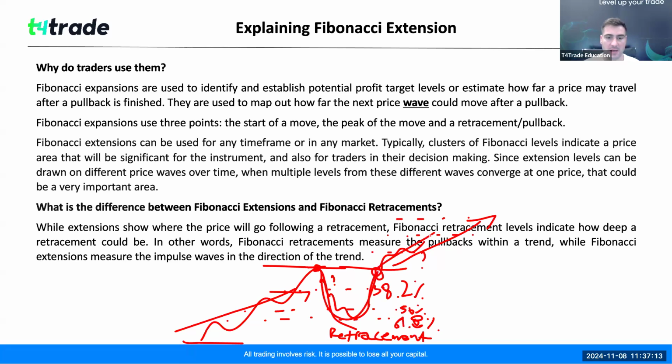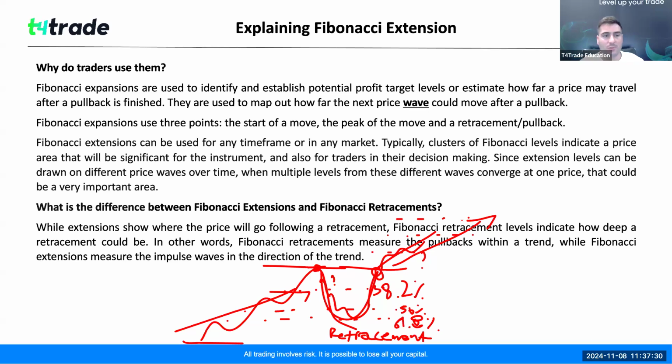Again, this is the pullback. It has ended. Now, how far is the price action going to go into the future, and how fast? That's going to be given by momentum and all these other indicators. The Fibonacci extension is mainly laying out potential areas of where the price action is going to move next.